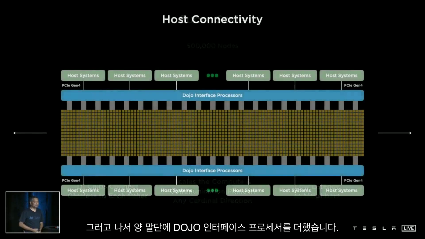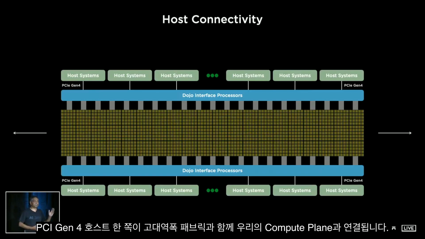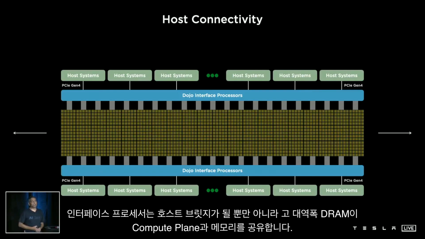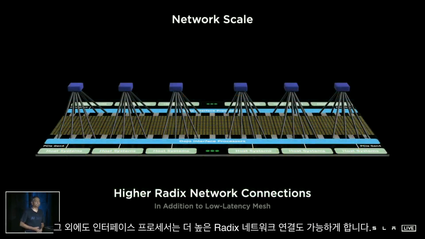And then we add Dojo interface processors on each end. This is the host bridge to typical hosts in the data centers. It's connected with PCI Gen 4 on one side with a high bandwidth fabric to our compute plane. The interface processors provide not only the host bridge, but high bandwidth DRAM shared memory for the compute plane. In addition, the interface processors can also allow us to have a higher radix network connection.